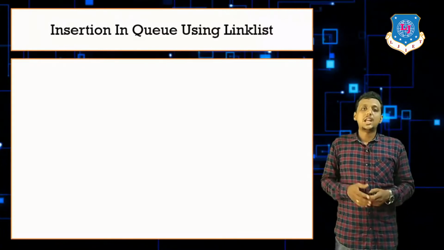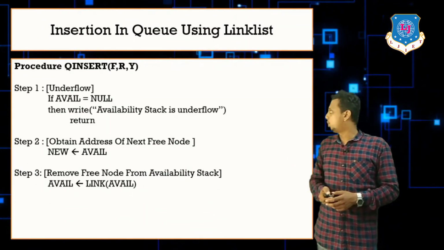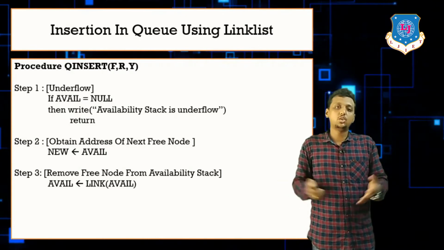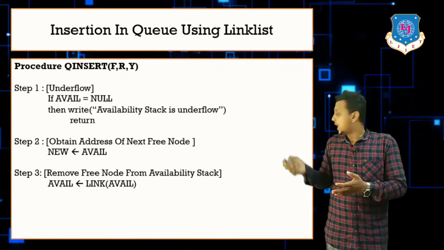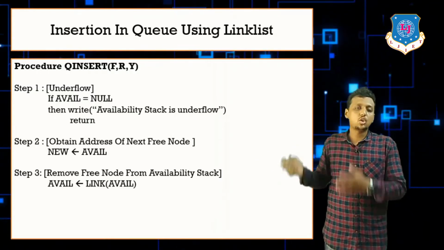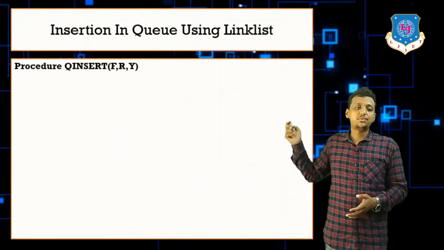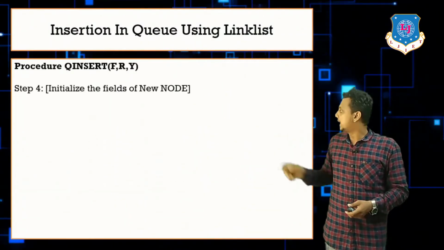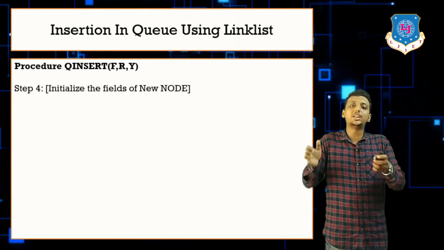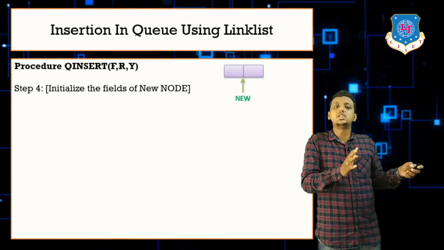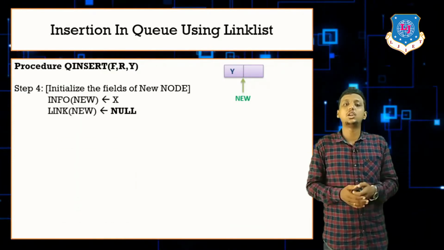So let's see the algorithm for it. So first, check the underflow. If avail is equal to null, then you cannot insert a new node. Then new is equal to avail, avail is equal to link of avail. So all 3 steps are very common over here. Next, what happens? The first one is to initialize the info of the new node. Students, we already know that we are going to insert a new node at the last of the queue. So you can initialize both of them. Info of new is equal to y and link of new is equal to null.